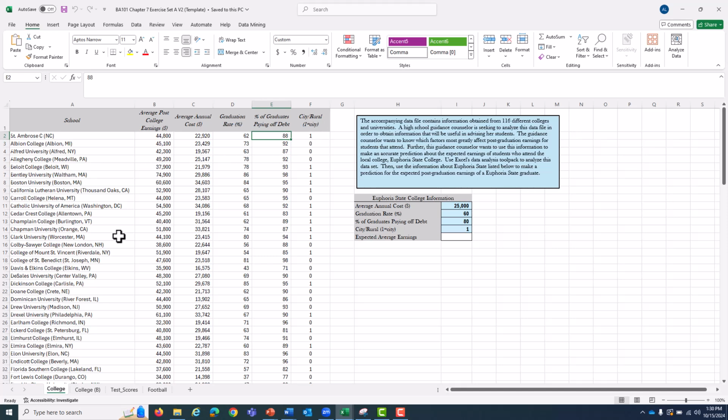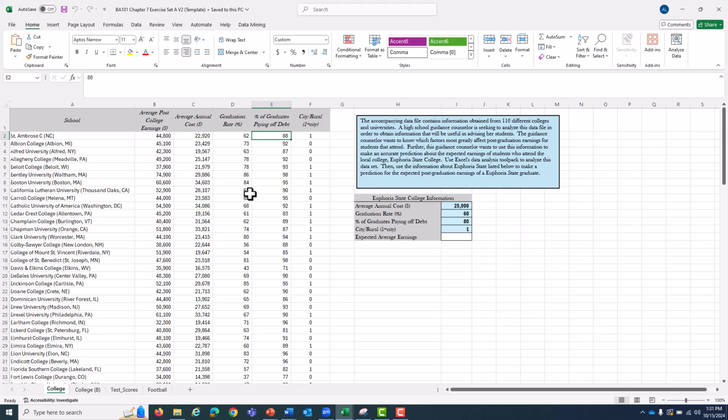So with this, we have the data set of 116 schools. We're also provided with some information about the school that we're looking for, Euphoria State. At Euphoria State, we are given the average annual cost of attendance, what the college's graduation rate is, what percent of past Euphoria State College graduates are currently paying off their debts, and we know here, since one equals city, the Euphoria State is in an urban location.